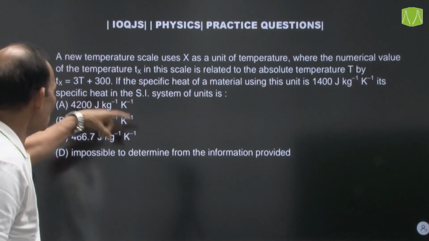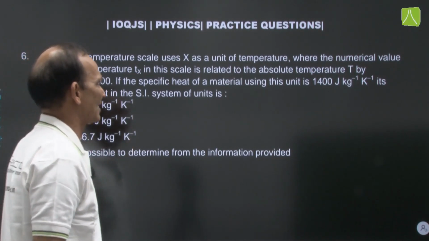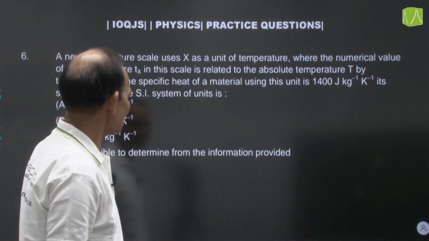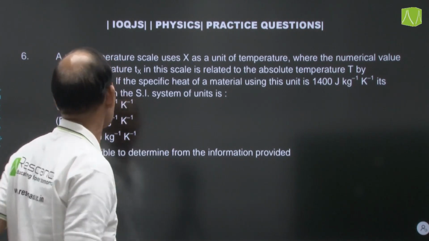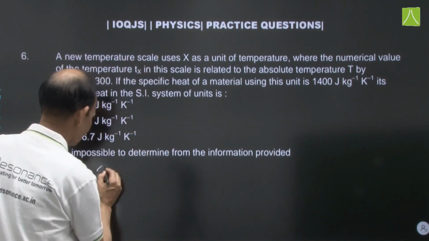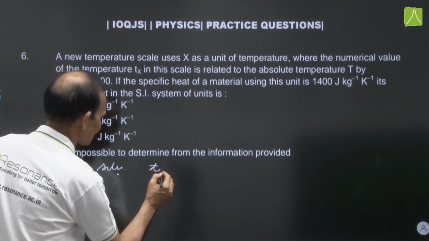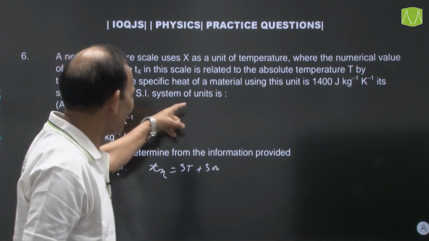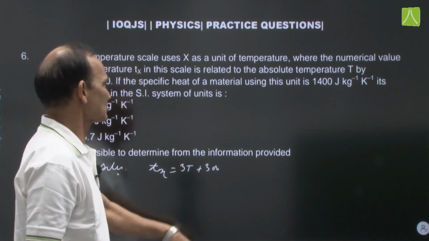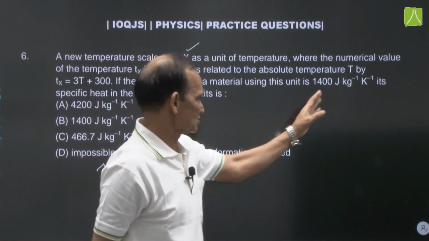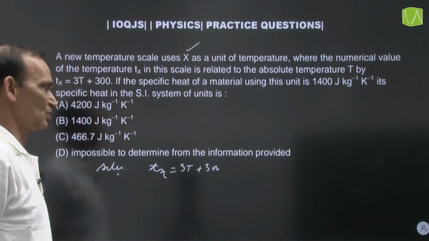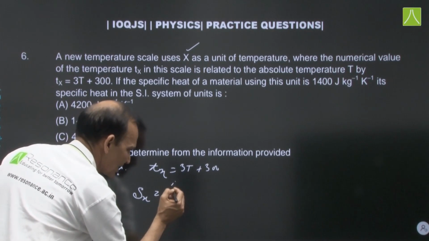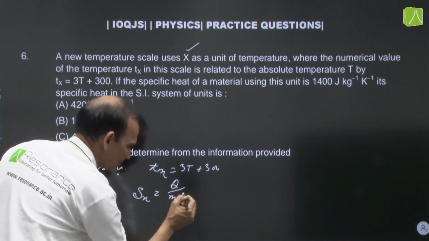The 6th question: a new temperature scale uses X as a unit of temperature, where the numerical value of the temperature Tx in this scale is related to the absolute temperature T by Tx equal to 3T plus 300. The specific heat of the material in this unit is 1400 joule per kilogram per Kelvin to the power minus 1. It is given. Specific heat, we know very well, S in X is Q upon m delta Tx.